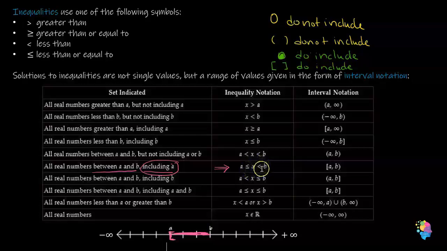But since b doesn't have the equality line, that means that I'm not including b, so then b will take a parentheses. So then the number line is being shaded from left to right, from a to b, including a and not including b. And that's exactly what the interval notation looks like. We're shading from a to b, a square bracket on a because we are including a because of that little line, and a parenthesis on b because we are not including b, since b doesn't have a little line underneath. Then we are ready to move on to example 1.